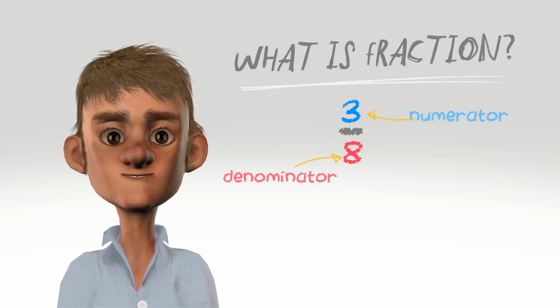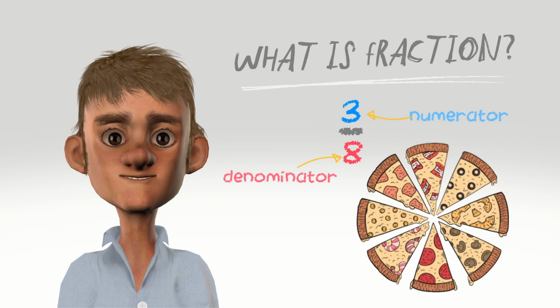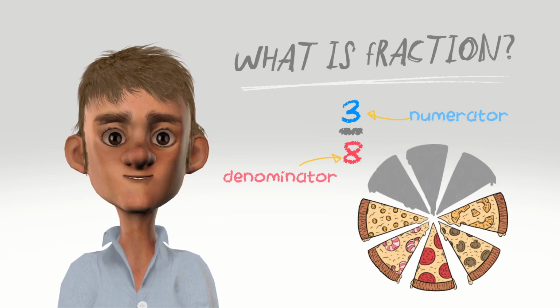Imagine we have a pizza cut into 8 equal slices. If I take 3 slices, that's 3 out of 8. So, the fraction is 3/8. The numerator is 3, and the denominator is 8.